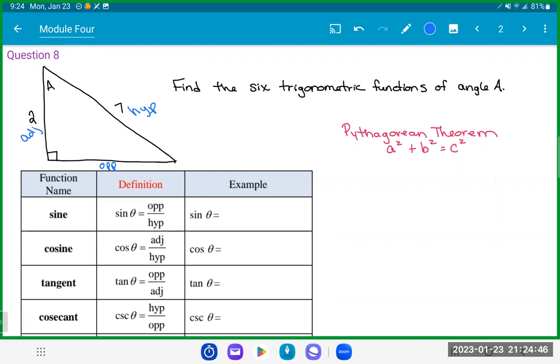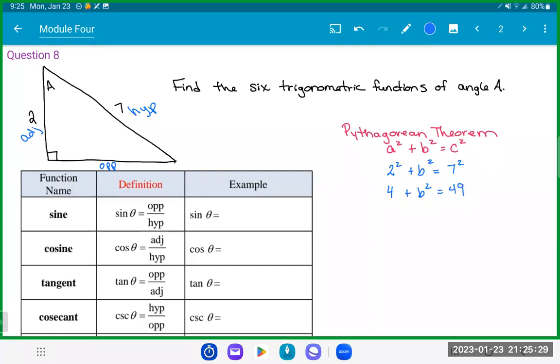Okay, so we can calculate what our opposite side is by using the Pythagorean theorem. So we can say let a equal the 2, so that's 2 squared plus, we don't know what our opposite is, so we'll just use the variable b squared. Pythagorean's theorem is a squared plus b squared equals c squared. And then our hypotenuse is always c because it's the longest side, and that is 7 squared. So that gives me 4 plus b squared equals 49.